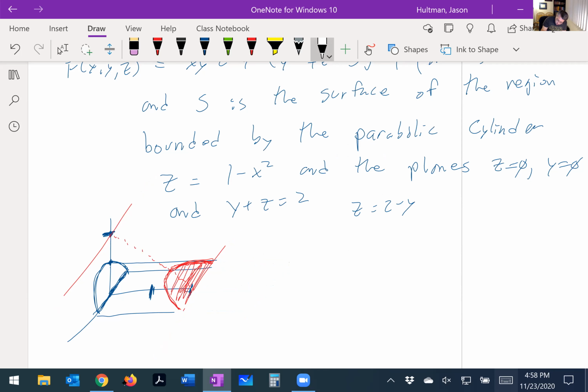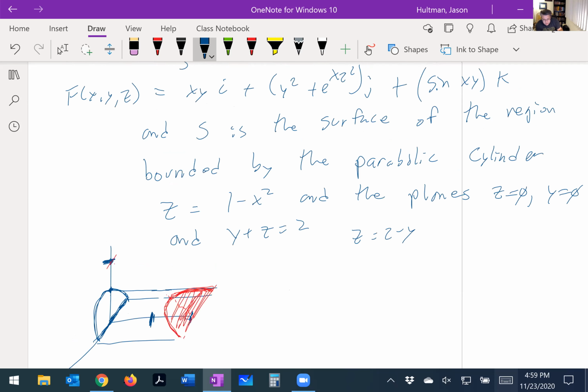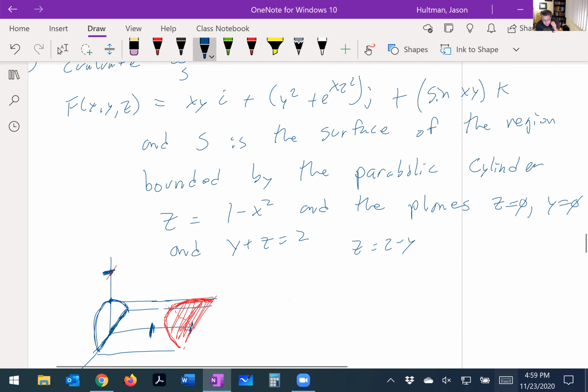Okay, get rid of my auxiliary lines here. They don't do anything for me. Okay, makes sense. Nicely done. So we've got this thing here, and we want to know how we find the surface integral of this thing.